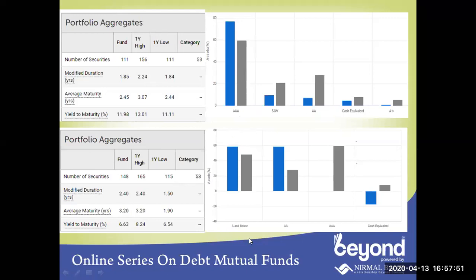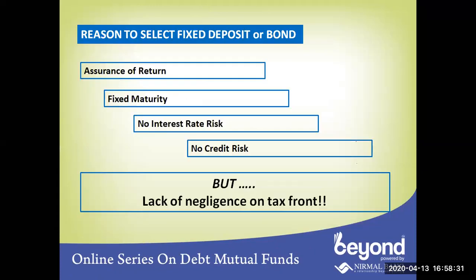While on fund B, you can see A, double A and below, and there is no AAA exposure. The portfolio is built only on double A and A papers. That is why the YTM of the fund is on the very higher side, around 12%. Unless you see the holdings of that particular fund, you won't be able to find out why there is such a higher YTM.